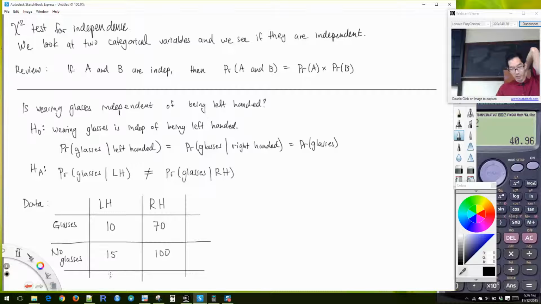So what is this? This is 25, 170, 80, 115. Oh, am I adding something up wrong? Oh, no, I'm not. 195. Okay. My brain just got stuck for a second. Okay, so this is what our data is, okay? This is what we observed.